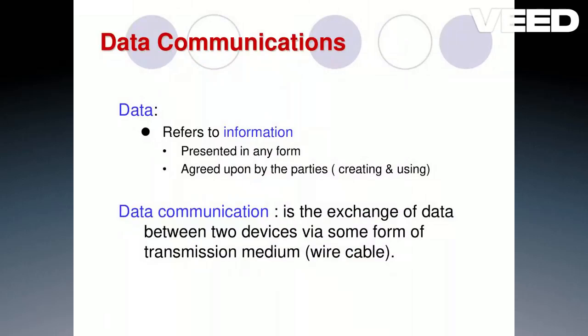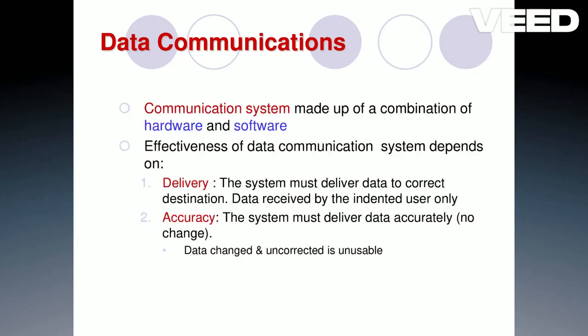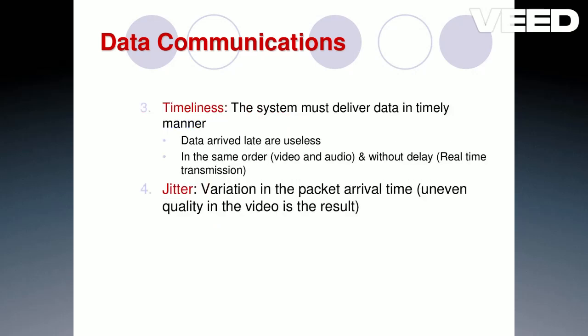Before going to know about data communications, what do you mean by data? Data means information that we are going to share. Communication means how we are going to share the information between two devices or two entities via a transmission medium. And this data communication should be effective. That effectiveness is calculated by using four parameters: delivery, accuracy, timeliness, and jitter.